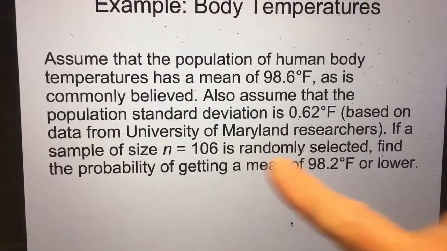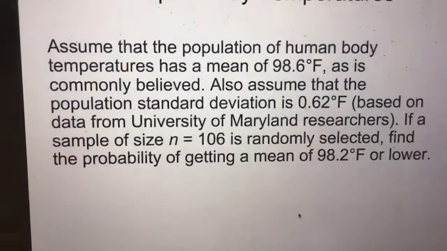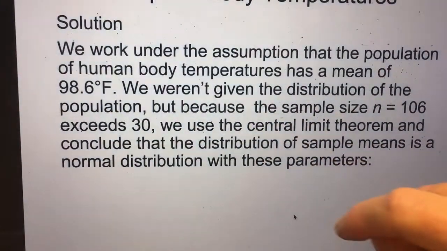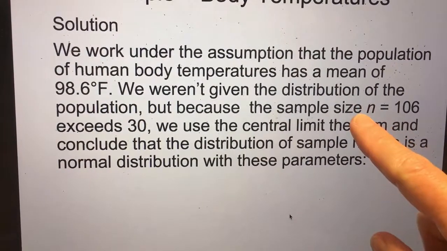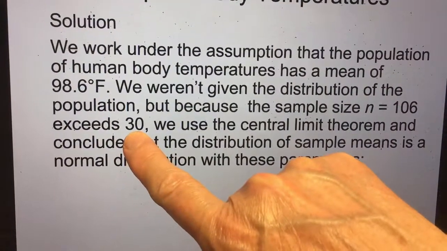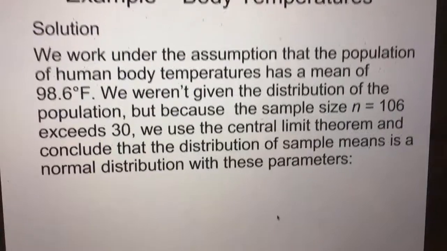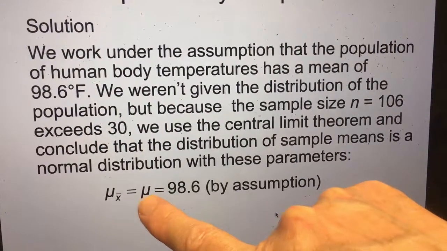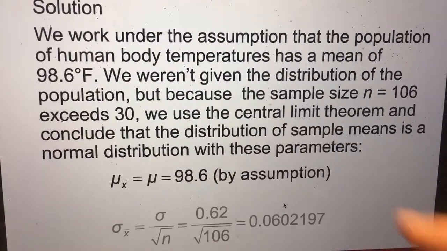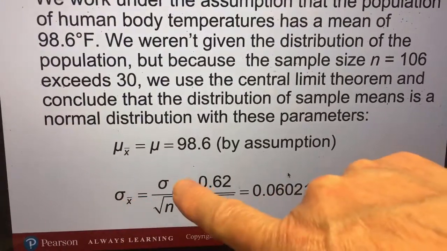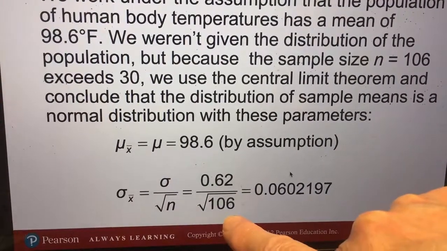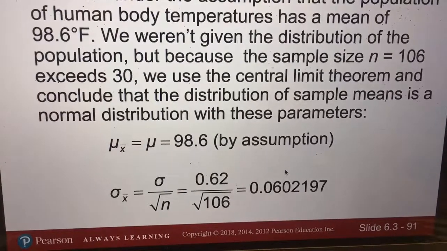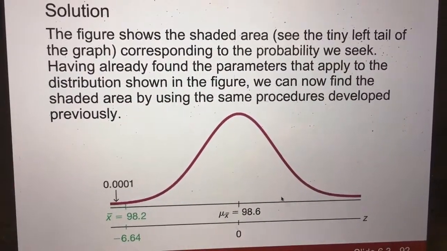So here we go. Now we're dealing with a sample of 106. We work under the assumption that the population mean of human body temperature is 98.6. We weren't given the distribution of the population, but because the sample size is 106, which exceeds 30, we use the Central Limit Theorem and conclude that the distribution of sample means is a normal distribution. The mean of the sampling distribution is equal to the original assumed mean, and the standard error of the mean is the population standard deviation divided by the square root of 106, which is 0.62 over the square root of 106, about 0.0602. That is the standard error of the mean.